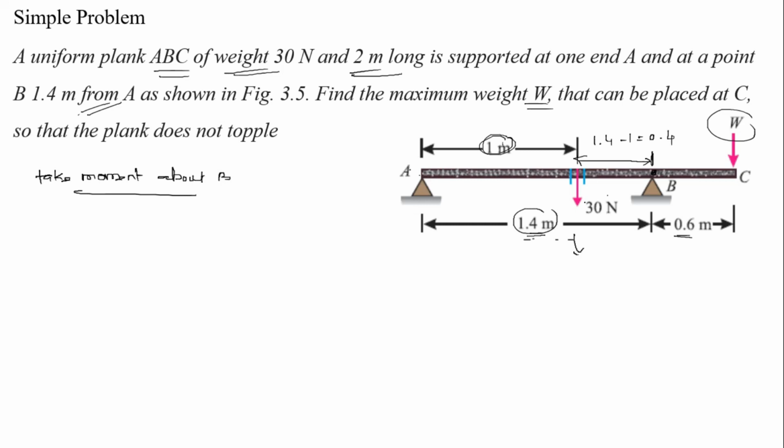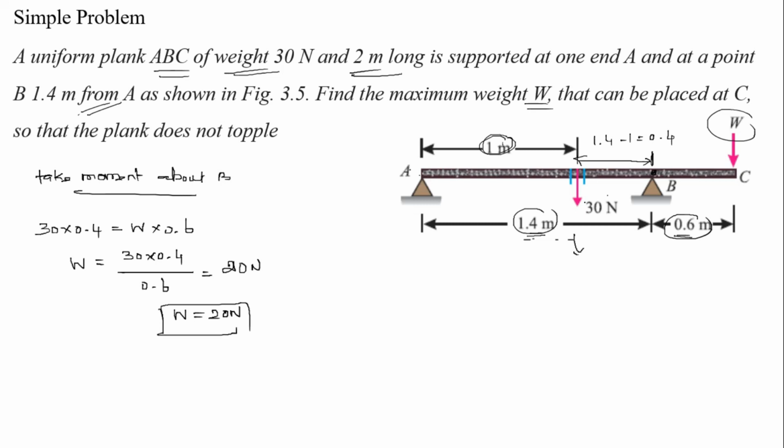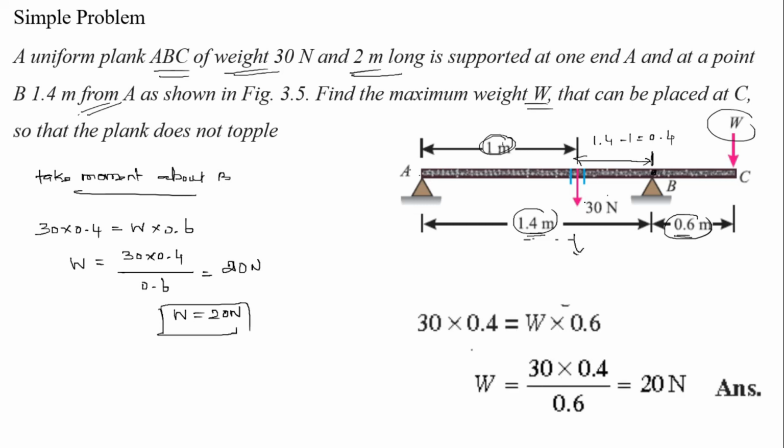So now force into distance: 30 into 0.4 is equal to W into the perpendicular distance, which is 0.6. Now W is equal to 30 into 0.4 divided by 0.6. So what is the value? It is equal to 20, right? So W is equal to 20 Newton. It's a simple problem, right? So let us check the answers. W is equal to 20 Newton. Okay, thank you.